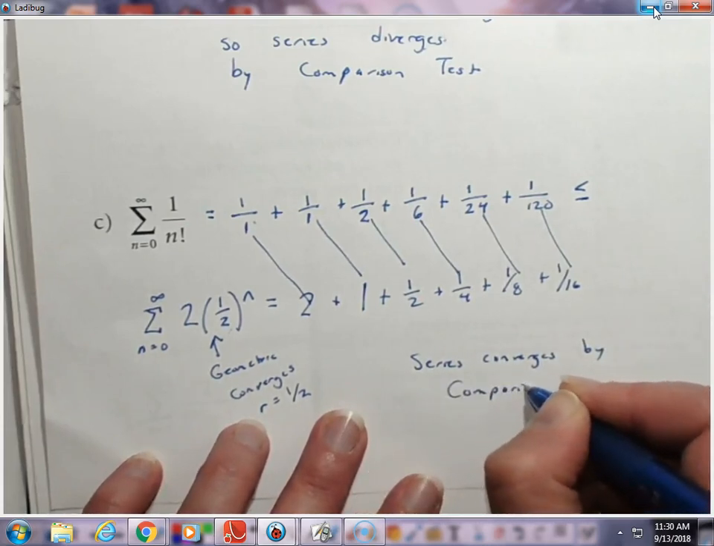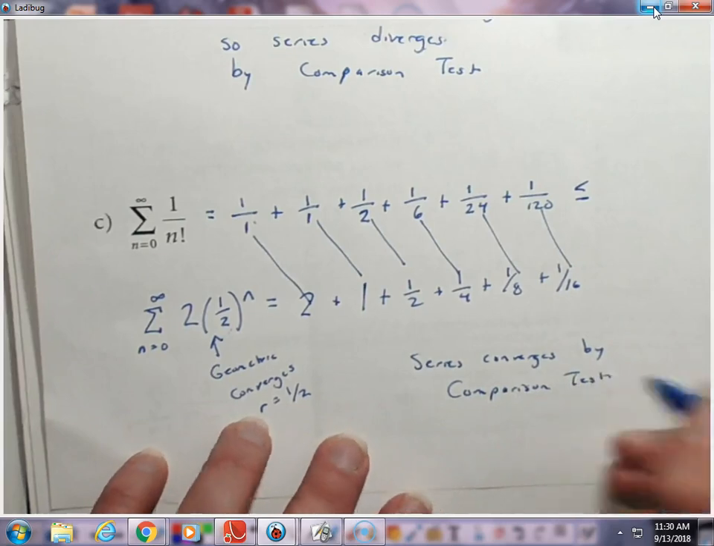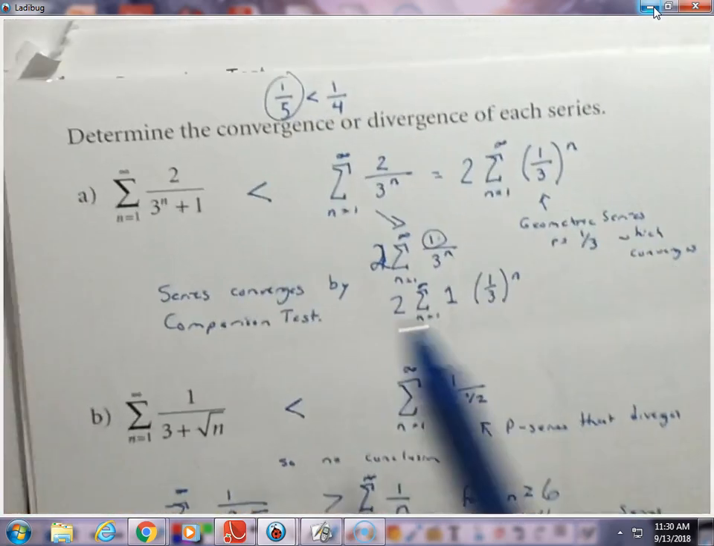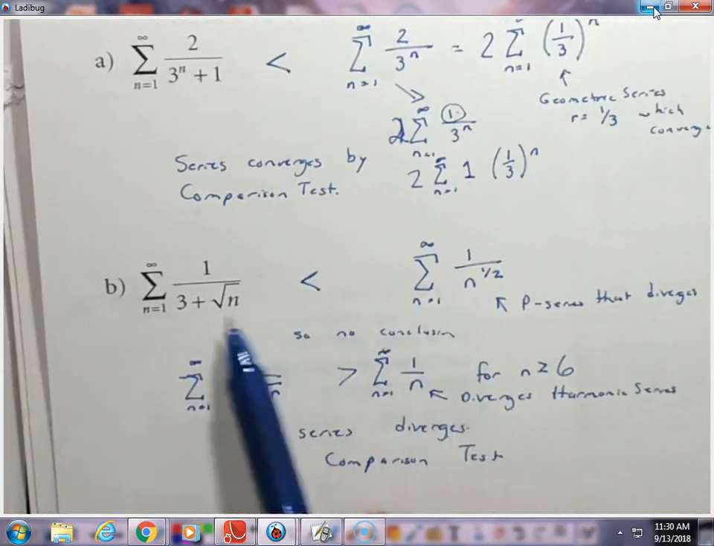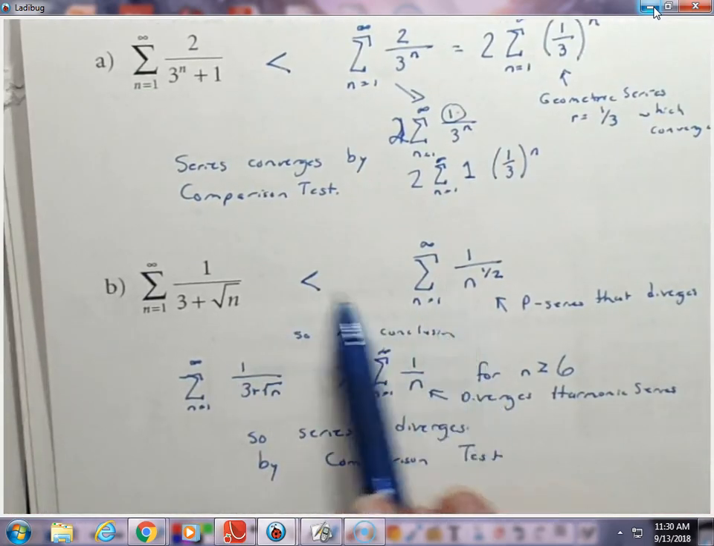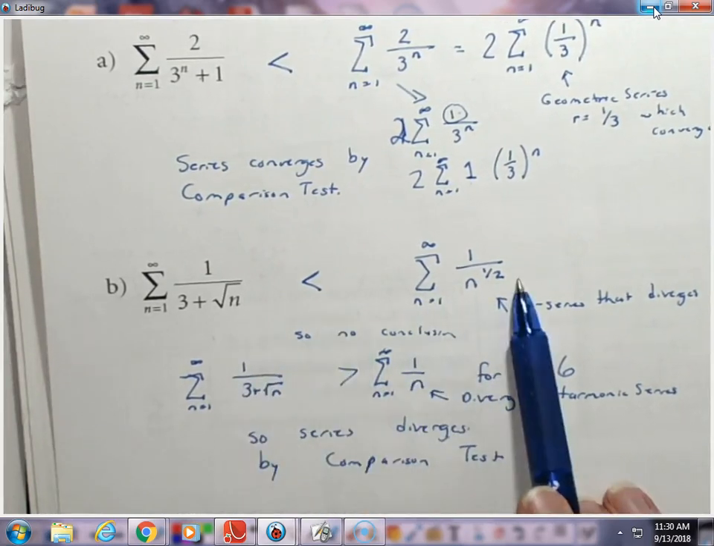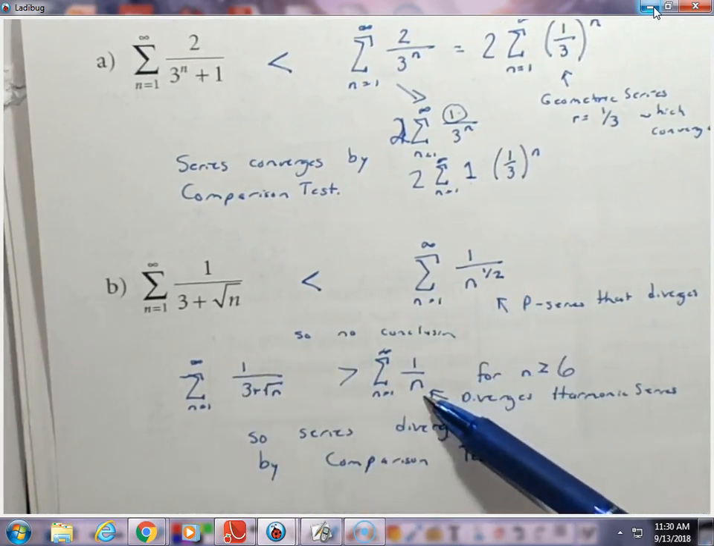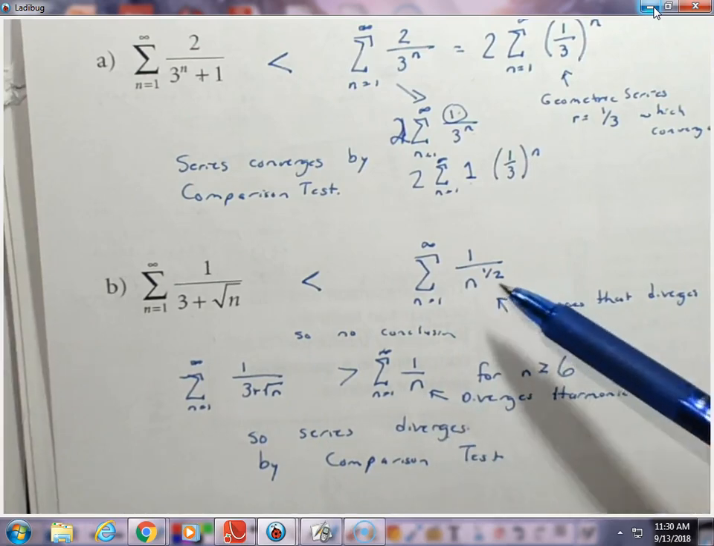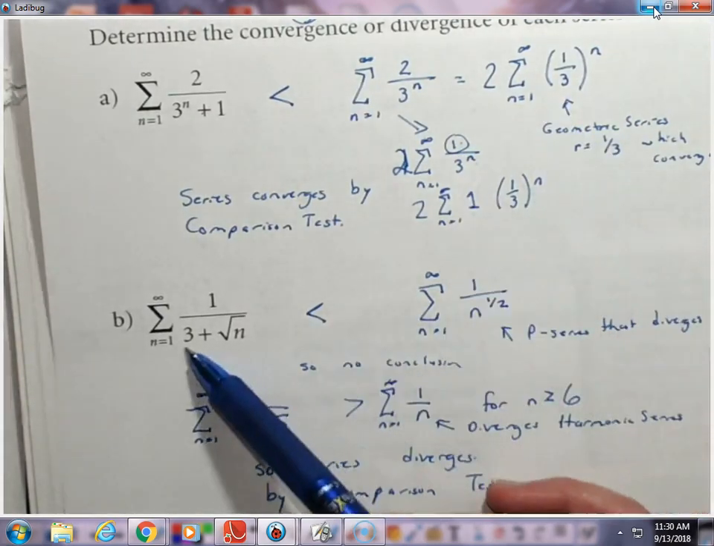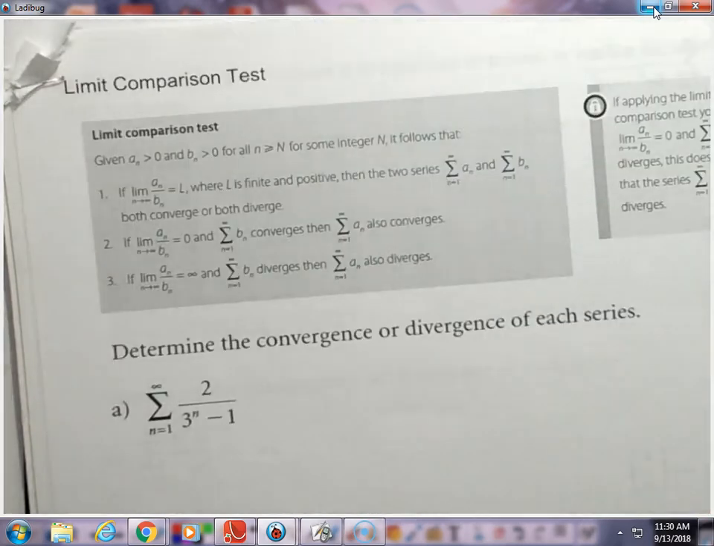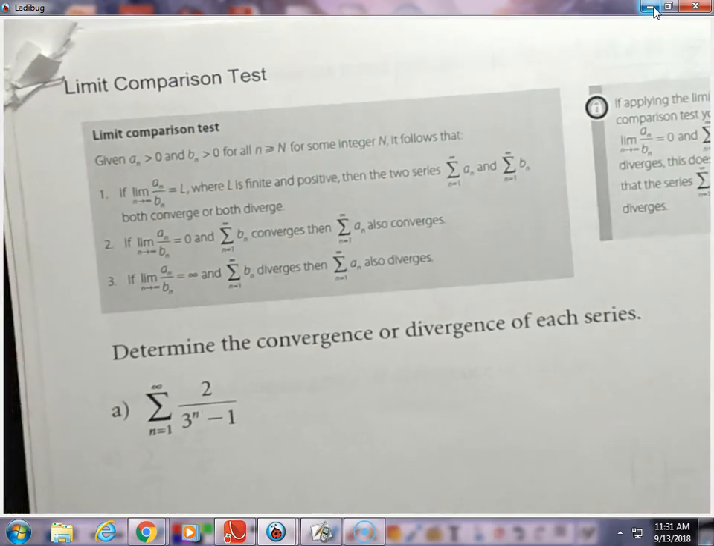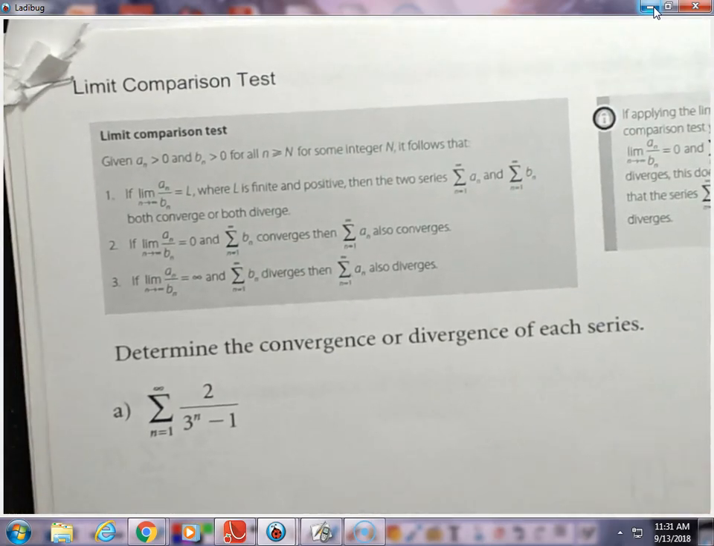So I'm hoping that you were fairly satisfied with the comparison test on this one, because you're just comparing to a known series. You would have been happier with me if this had resulted in something good, but you weren't happy because I had to come up with a different series. The deal is, on these, if this doesn't work, we're going to go to limit comparison. So now I'm going to show you what a limit comparison test is. All right, so here is the limit comparison test.